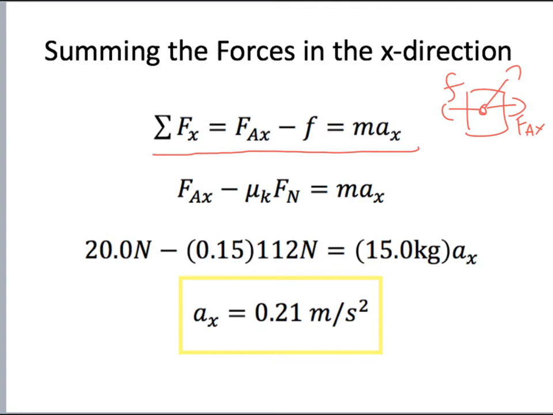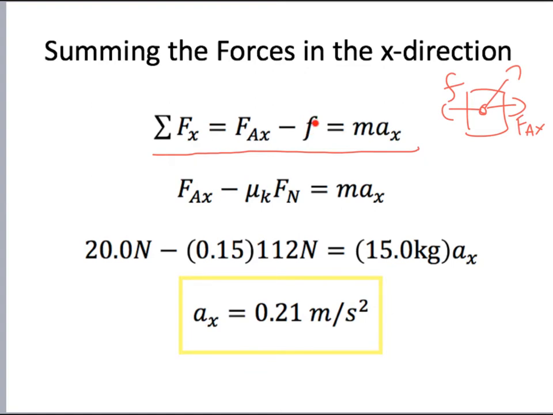The friction force is in the negative direction, so that's why this guy's negative. The applied force has an x component. It's in the positive direction. And the sum of the forces is equal to m times a sub x, where that's the x component of the acceleration.